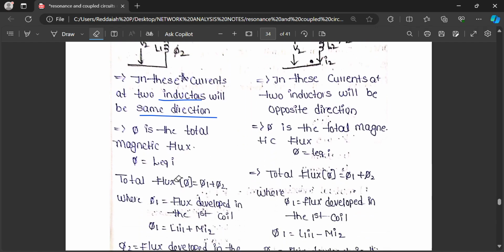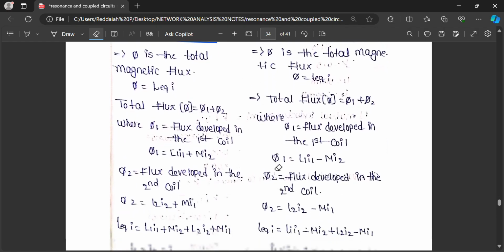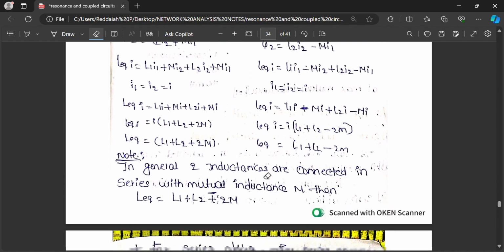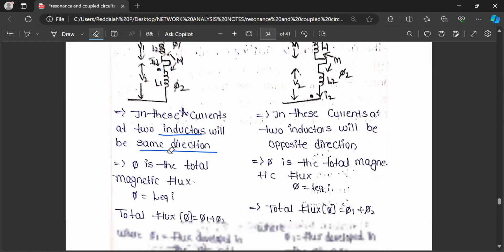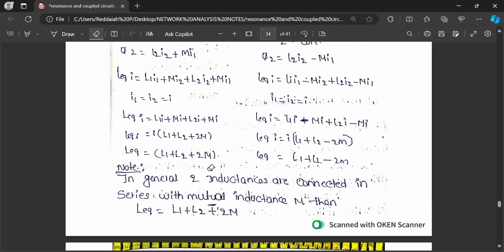Phi is the total magnetic flux. Phi equal to L equivalent into I. Total flux phi equal to phi 1 plus phi 2, where phi 1 is flux developed in the first coil, and phi 2 equal to L I1 plus M I2. This formula we have to remember. Phi 1 equal to L I1. If two coils are connected in series aiding, L equivalent is L1 plus L2 plus 2M. This equation we have to remember.